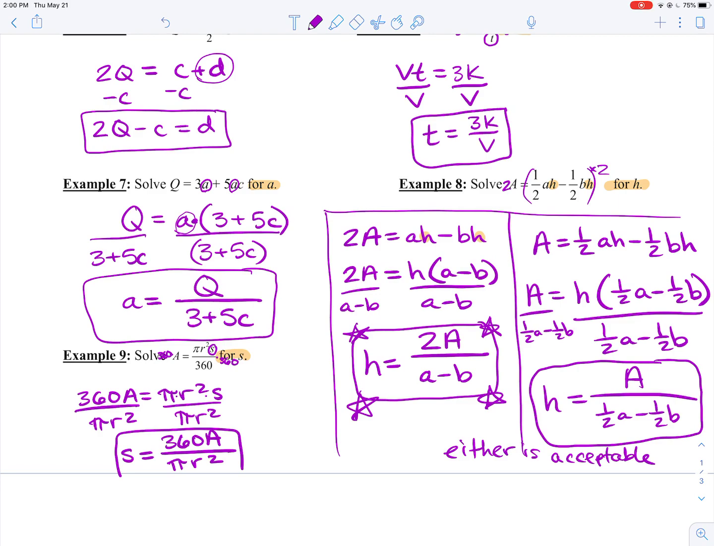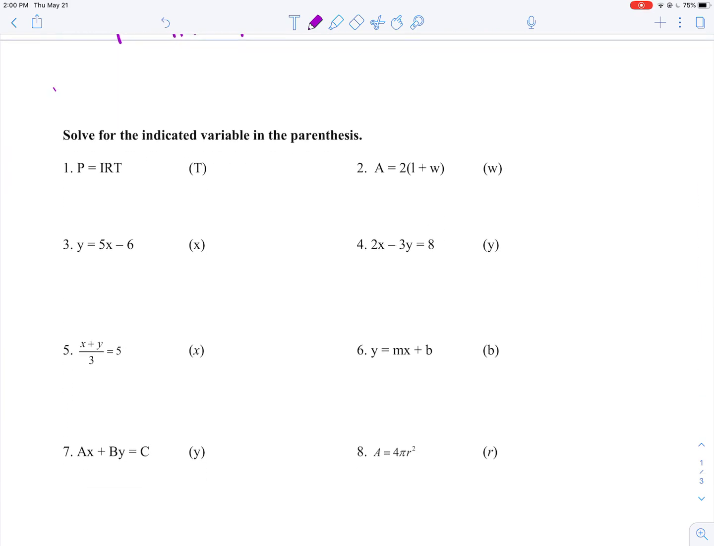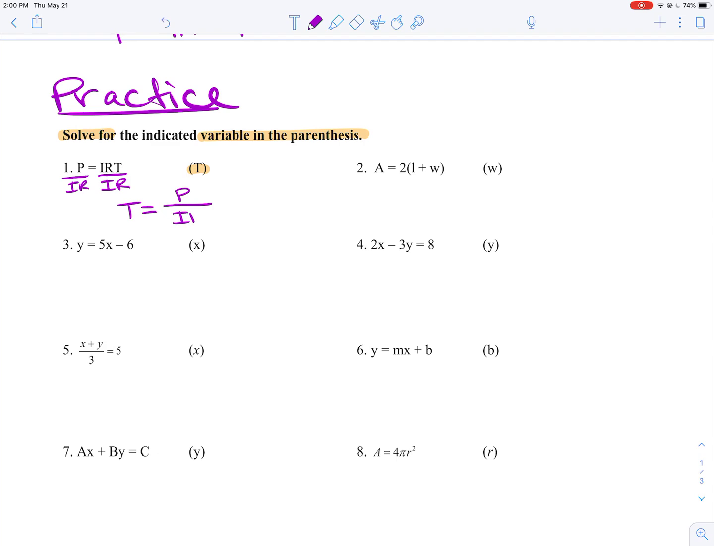Now, you'll notice the next page is your practice. You want to solve for the variable in the parentheses. So in number 1, you're solving for the t. For example, I would just divide by big I, big R, and I'm going to get t equals P over I R. And so just make sure you're solving for the variable that's indicated. Number 2 is W, X, Y, X, B. Again, just make sure you're solving for the variable that's indicated.